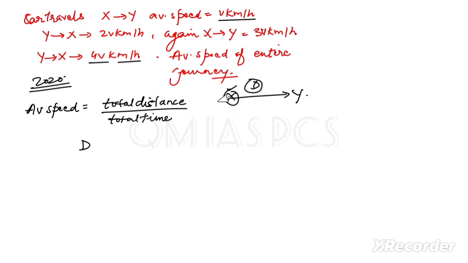From y to x, the distance will remain the same. I think so, right? Again x to y, the distance will be d. Again y to x, the distance will be d. So this will be 4 times d.